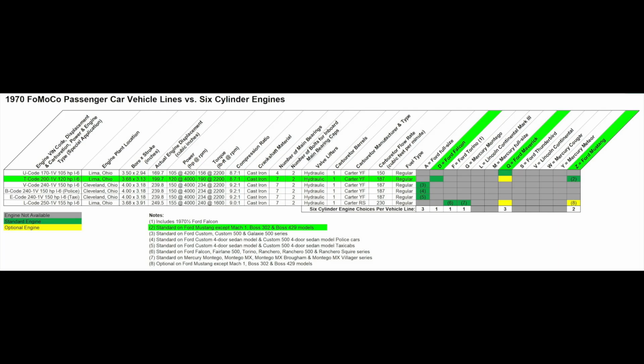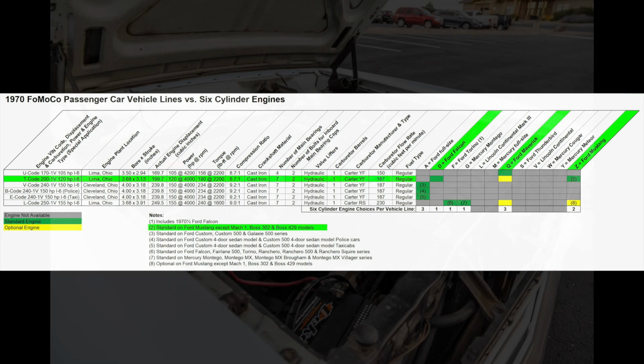The engine had a cast iron crankshaft that rode in 7 main bearings, 3 more than the U-code 170 one-barrel inline-six engine, with all 7 crankshaft main bearing caps having 2 bolts each. Additionally, the engine had hydraulic valve lifters, a Carter YF one-barrel carburetor that flowed 187 CFM, and burned regular fuel.